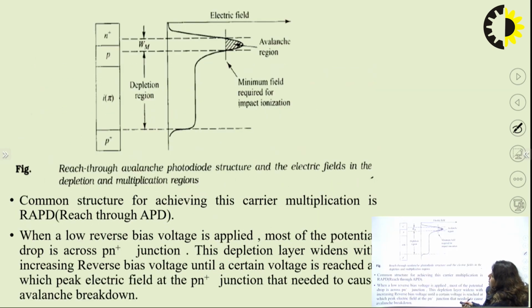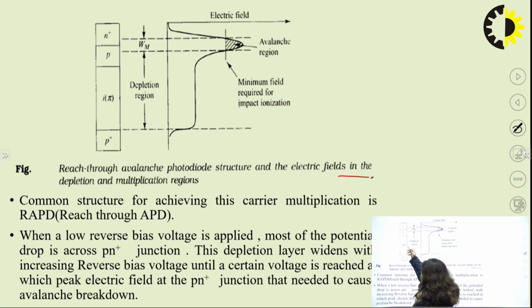We have a diagram here of the reach through avalanche photodiode structure and the electric field in the depletion and multiplication region. In the case of the pin photodiode we have only P, I and N type of structure. Here we have an N plus, P, I, P plus type of structure, where I is the intrinsic region.